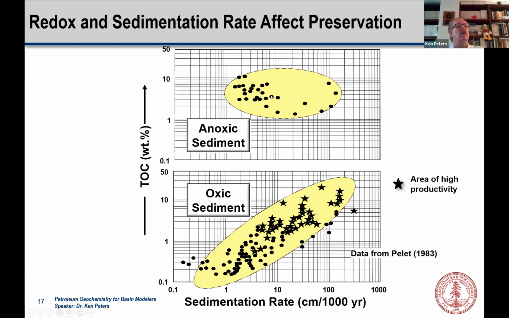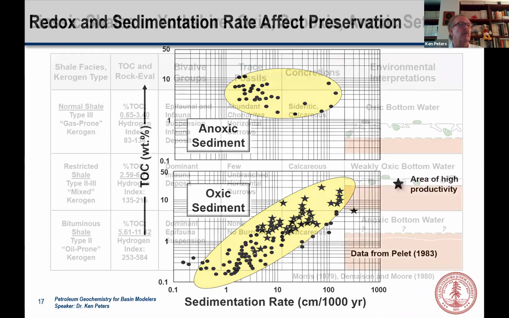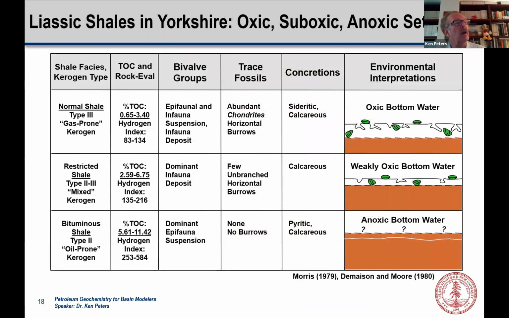But because the water is anoxic, or the sediments are anoxic, the preservation is about the same. And it can be quite good. It doesn't have to be 10%. It can be more than this. Okay, let's look at an ancient example. These are the Liassic shales from Yorkshire.